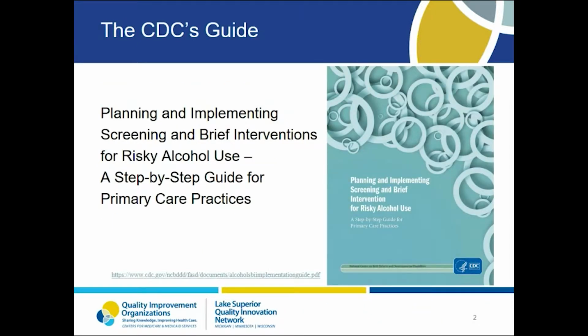Most of the information used for today's presentation came from the CDC's guide entitled Planning and Implementing Screening and Brief Interventions for Risky Alcohol Use, a step-by-step guide for primary care practices. This is a very concise and yet complete guide that can be a great help in getting started with alcohol screening. There are only 18 pages of text, and the rest is about 28 pages of appendices.